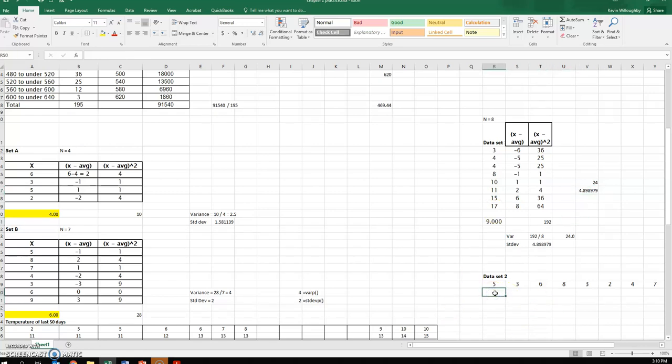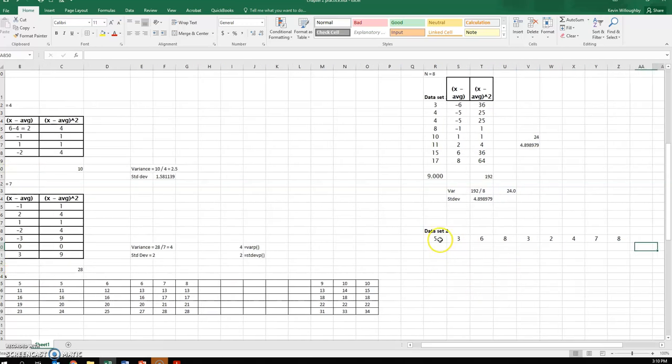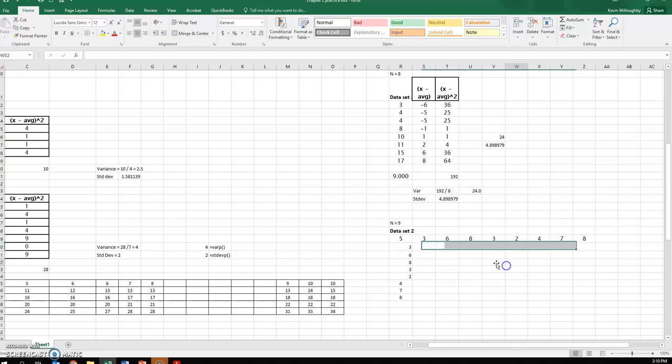So with our second data set, there's 9 pieces of data. Let's just verify that. Highlighting all the values, there's a count. Count equals 9. So let's just plug that up there. And let's enter these numbers down here. We should get a total of 46 if we do that right. 46.